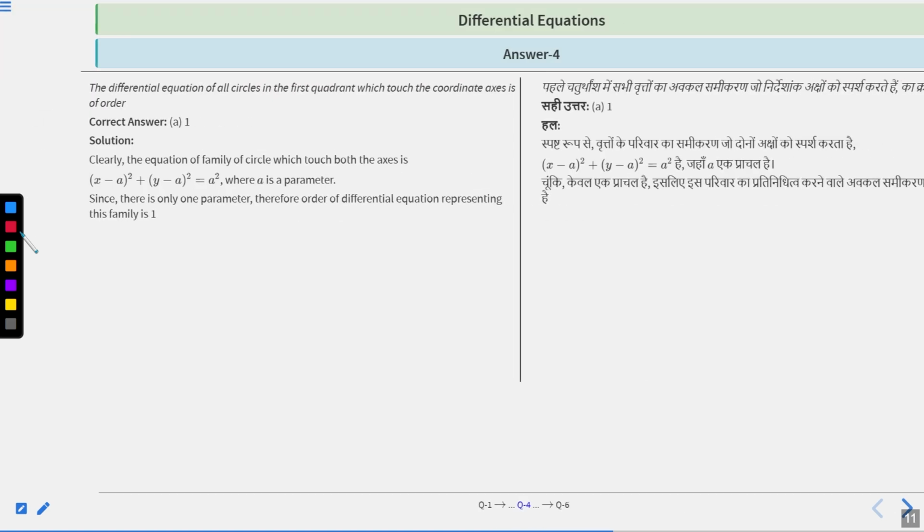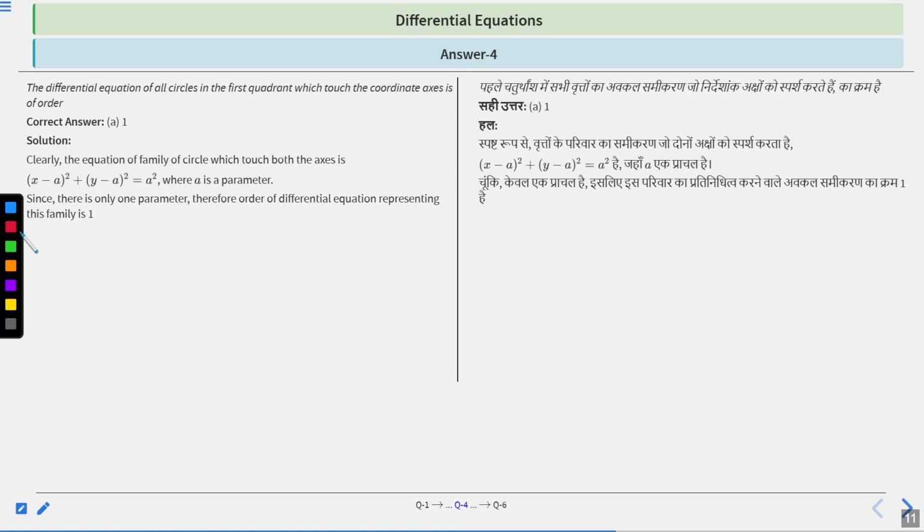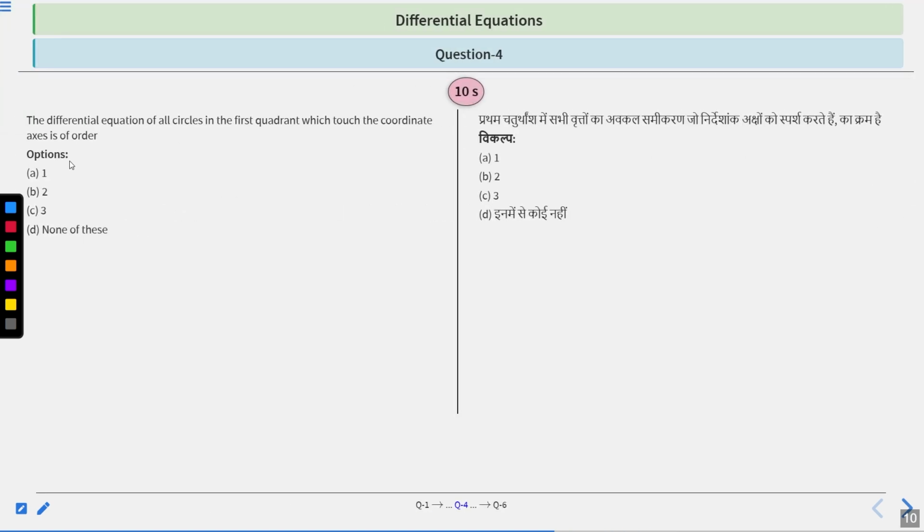Okay, let's move to the solution part. Clearly, the equation of the family of circles which touch both the coordinate axes is (x − a)² + (y − a)² = a², where a is a parameter. This is the equation of a circle with center (a, a) and radius a. Since there is only one parameter, that is a, the order of the differential equation representing this family of curves is 1. Therefore, option A is the right choice.